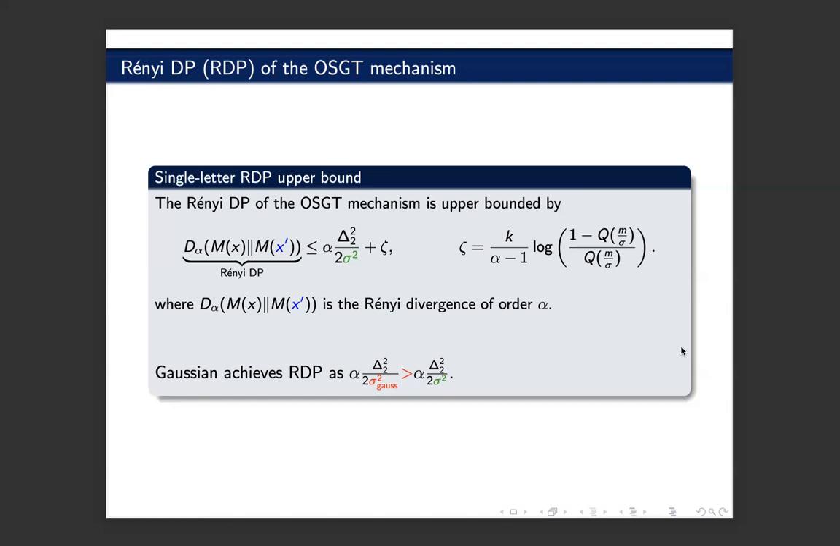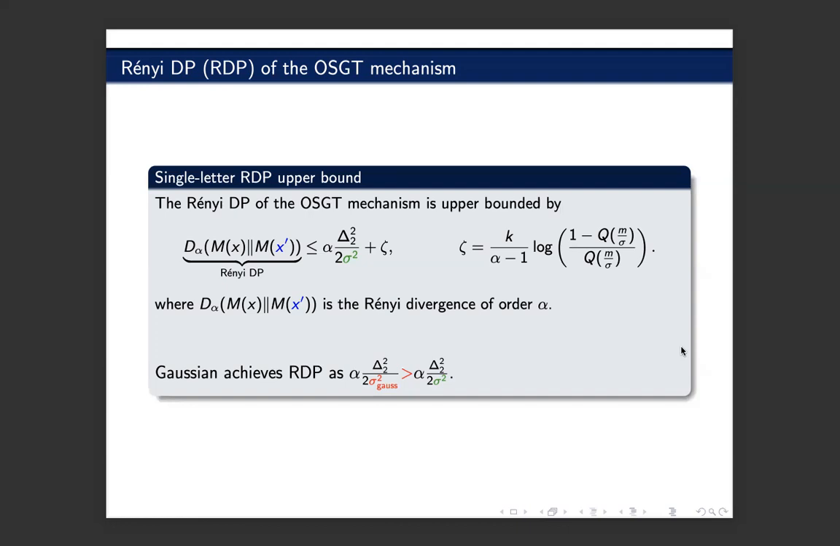So let's forget about delta and look at Rényi differential privacy. What is the divergence of two mechanisms at neighboring data sets? We compute this, and we can upper bound it very easily. There is a term linear in alpha, where alpha is the order of the Rényi divergence, which depends on the sensitivity of the query and the input parameter, sigma squared, of the mechanism. And there is a zeta term, which dies down as alpha increases, but can be big when alpha is small.